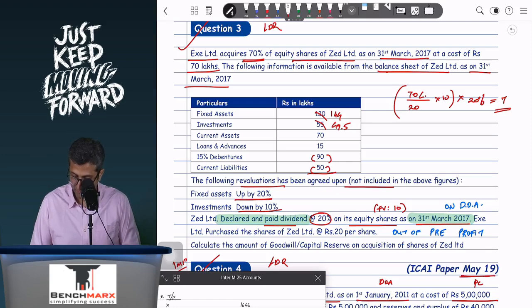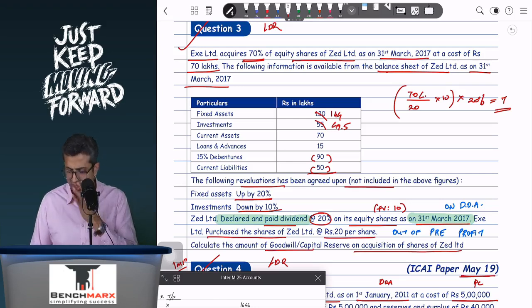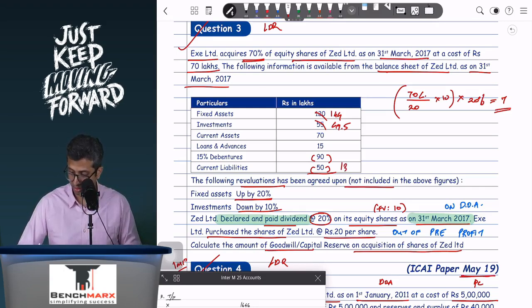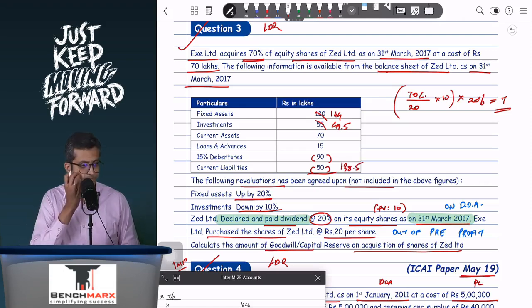And hence over here, if you go to see, they had said further that they purchased the shares at rupees 20 per share. Calculate the amount of goodwill or capital reserve as on the date of acquisition. Now you can do this by comparing the investment with the share in net assets. If I go to the share of net assets, 144 plus 49.5 plus 70 plus 15 minus 90 minus 50, and hence this comes to 138.5.